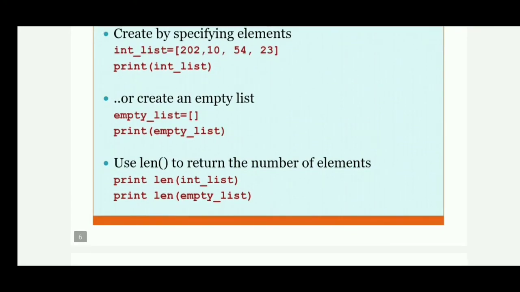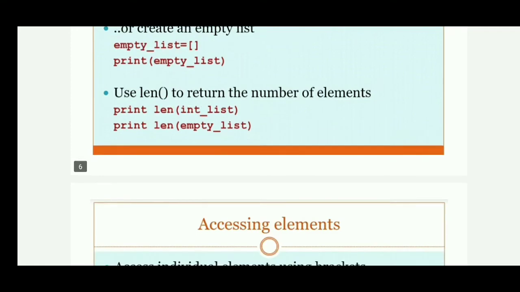Next one, use len to return the number of elements. Len means length. This method is used to find out how many elements are present in that specific list. So print len int list, print len empty list. So we can find out the length of the given list.